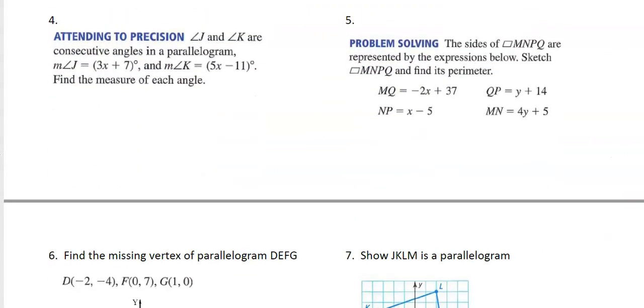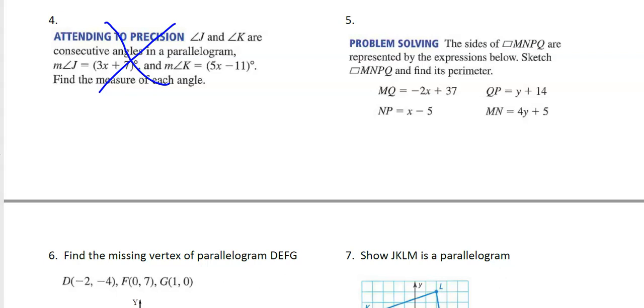All right, number 4, another word problem here. J and K are consecutive. Well, this looks like a repeat. We've already done this one, so we don't have to do it. That's nice. Number 5, the sides of a parallelogram are represented below. Sketch it. Find its perimeter.